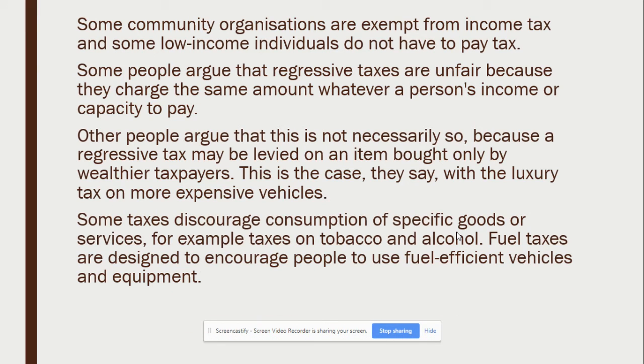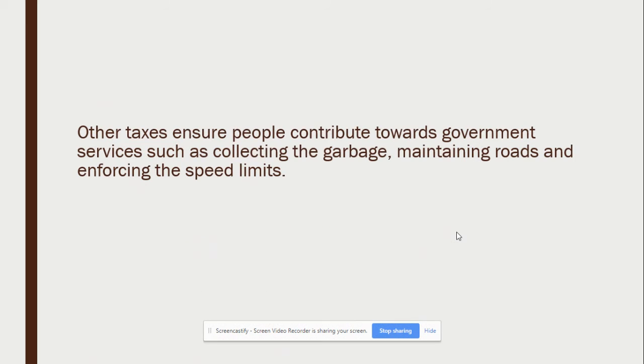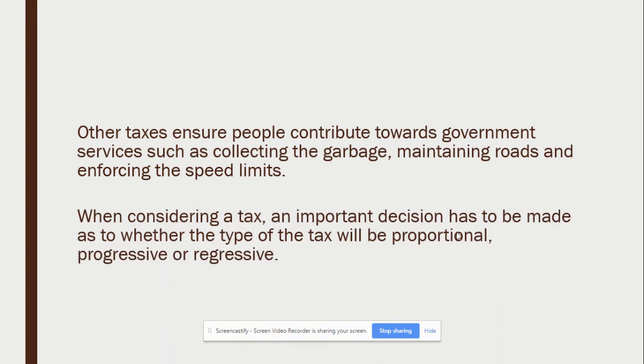Some taxes discourage consumption of specific goods or services. For example, taxes on tobacco, which is very high, and alcohol. Fuel taxes are designed to encourage people to use fuel-efficient vehicles and equipment. So they put the tax on so that you can try and think of better ways, like travelling together to work, so you save on fuel. Other taxes ensure people contribute towards government services, such as collecting the garbage, maintaining the roads, and enforcing the speed limits, okay? So that pays for all of that.